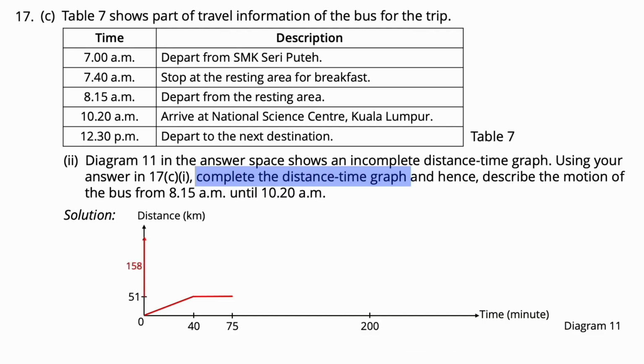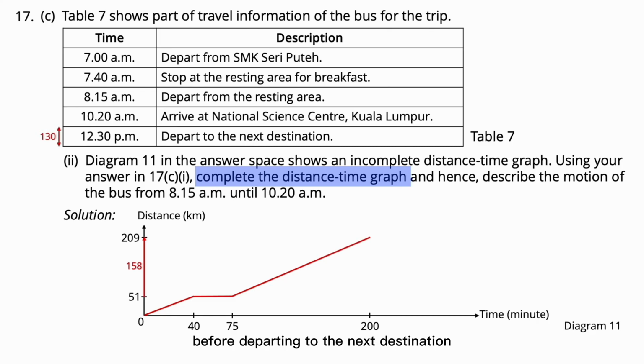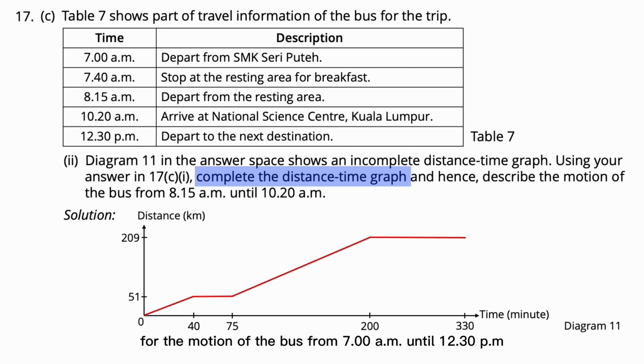51 km plus 158 km equals 209 km. A straight line is drawn for the route. Then stop for 130 minutes before departing to the next destination. A horizontal line is drawn till 300 minutes. Here's the distance time graph for the motion of the bus from 7 a.m. until 12:30 p.m.